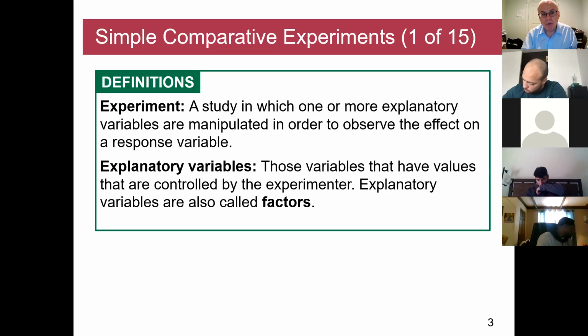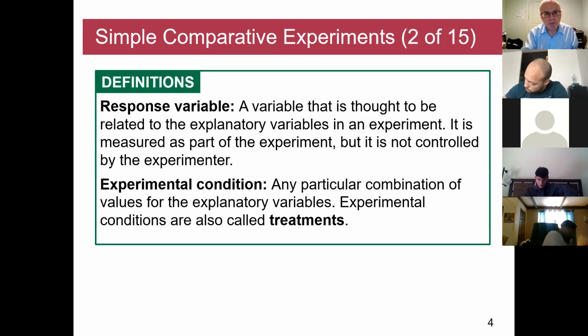Explanatory versus response. The explanatory variables are those variables that have values that are controlled by the person doing the experiment, the experimenter. Another term that they use for explanatory variables is factors. So some places talk about 2 factor or 3 factor experiments, but that's what they're referring to, explanatory variables.